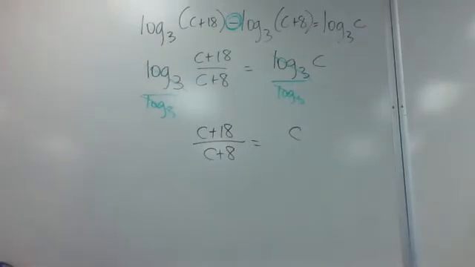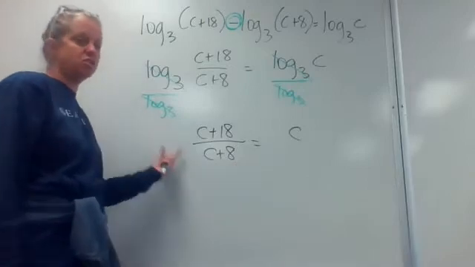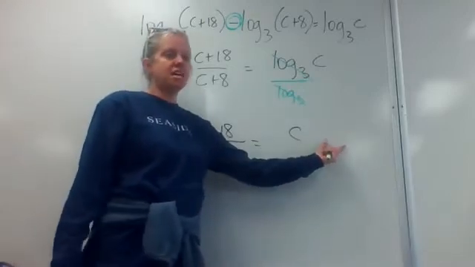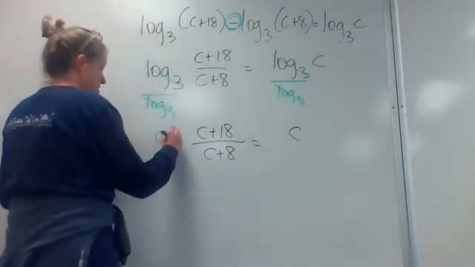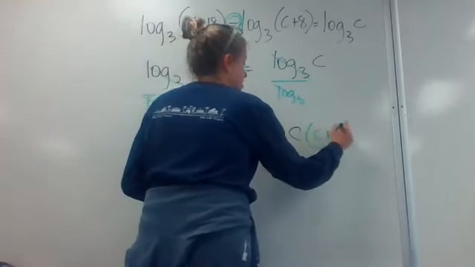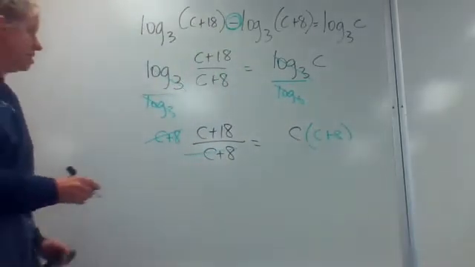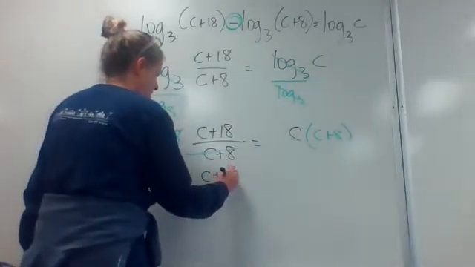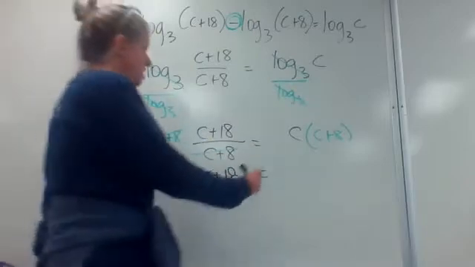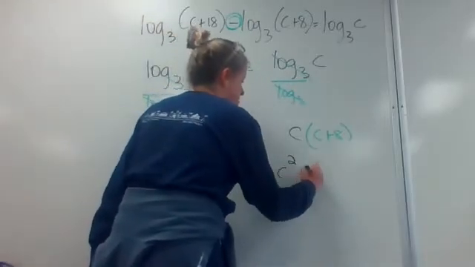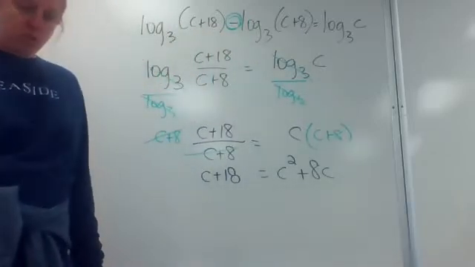Since I'm solving for c here, I've got a c in the denominator, which means I need to multiply both sides by this denominator to cancel it. So I've got c plus 8, c plus 8, so that cancels. So now I have c plus 18 equals, when I distribute the c to the other side, c squared plus 8c.